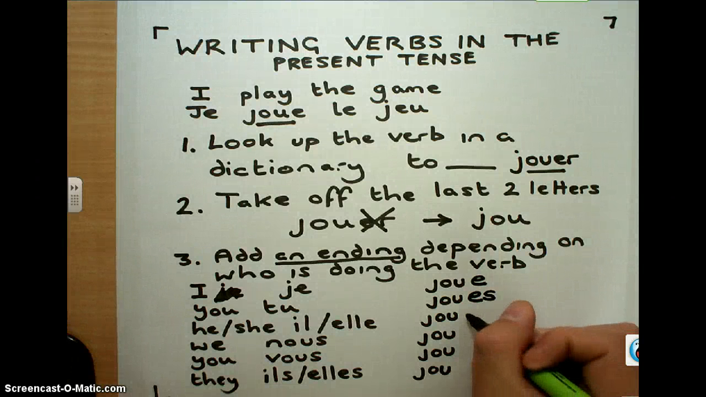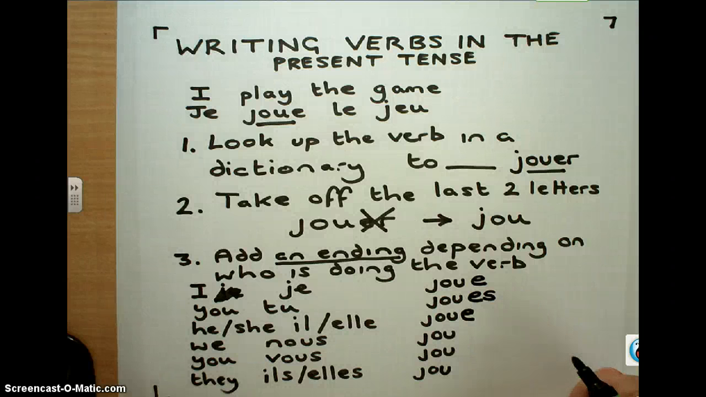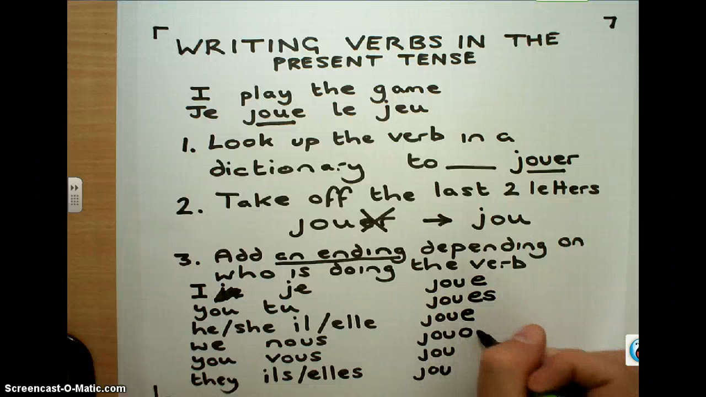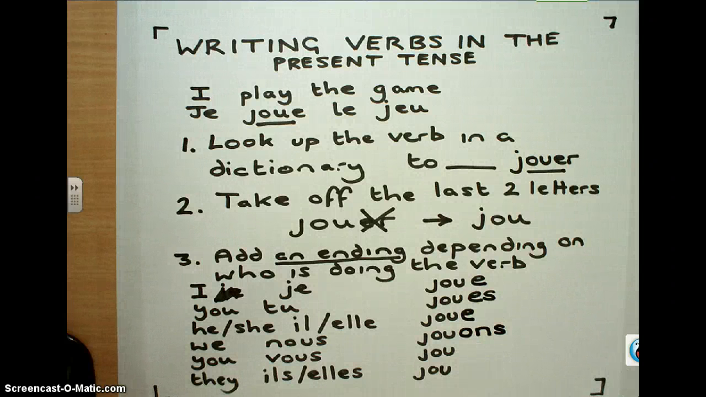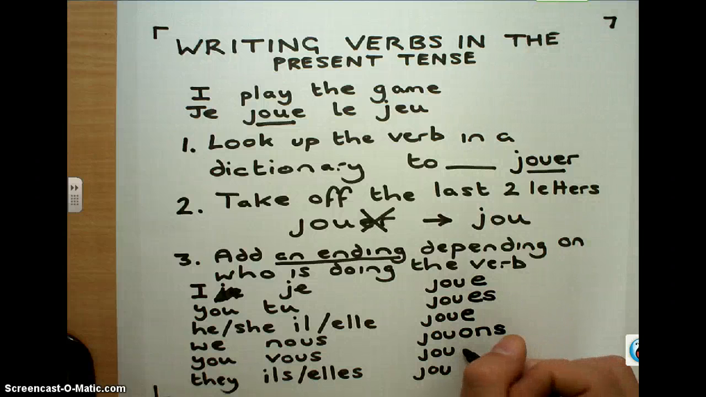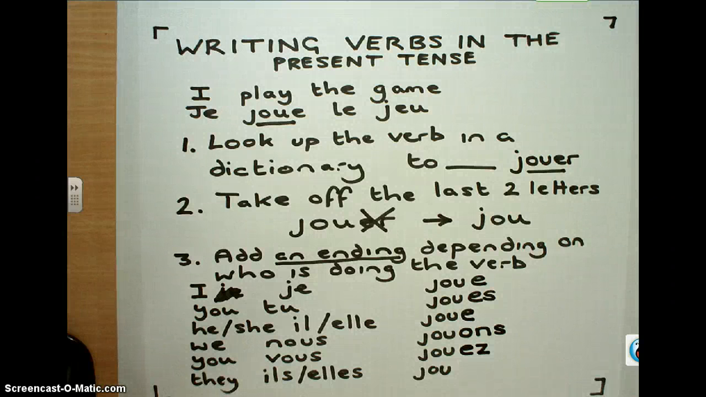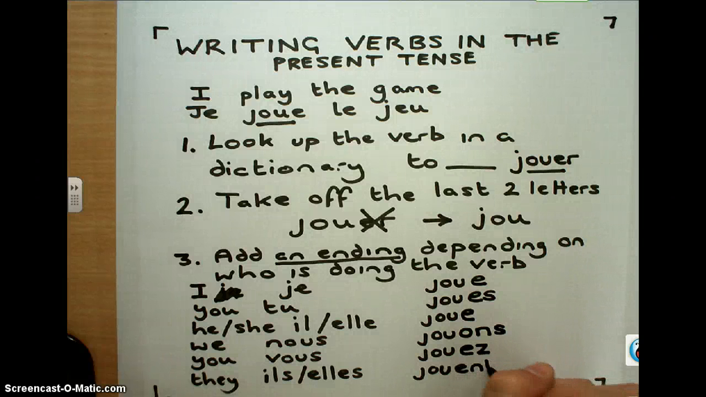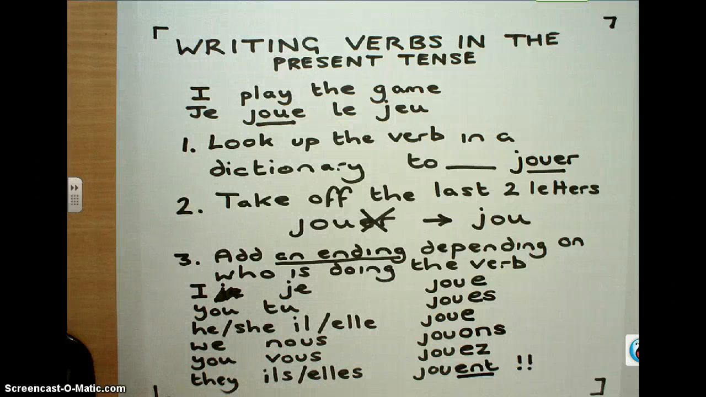If it's he or she, we add the letter E. So far, so easy. If it's nous, we add 3 letters this time, O, N, and S. Nous jouons, we play. If it's you, talking to a group of people, you add the letters E, Z. Vous jouez. And finally, for ils and elles, the plural form for they, you add the letters E, N, T. But you do not pronounce these 3 letters. So it still sounds like il joue and elle joue.